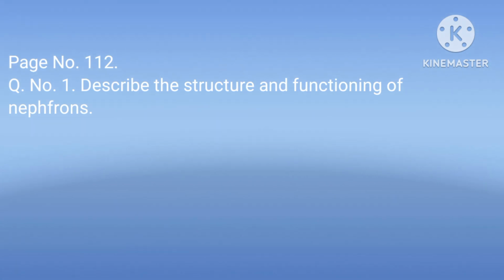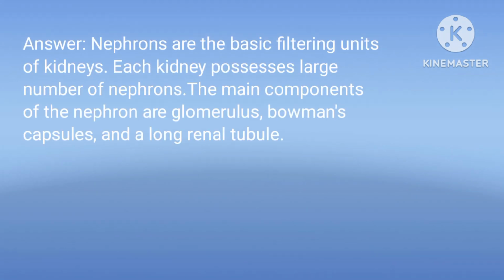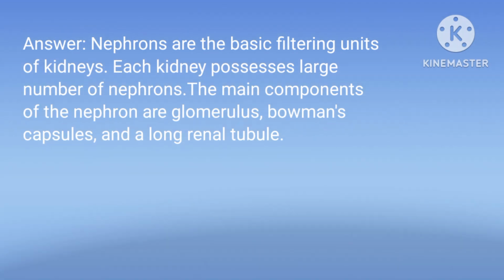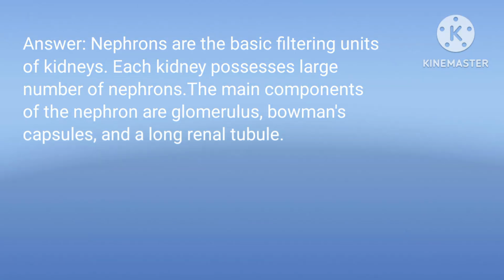Page number 112. Question number 1. Describe the structure and functioning of nephrons. Nephrons are the basic filtering units of kidneys. Each kidney possesses a large number of nephrons. The main components of the nephron are the glomerulus, Bowman's capsule, and a long renal tubule.